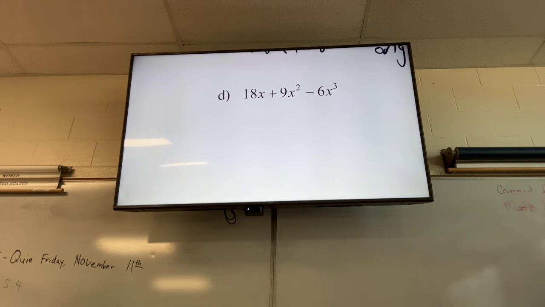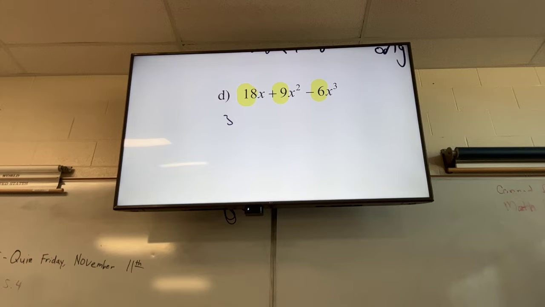Okay, yeah, Ian, what do I want to pull out here? What are common variables? 3 and x. Yeah, so the coefficients, right? I'll highlight the coefficients in yellow. The GCF of all three of those numbers, 6, 9, and 18 is 3. Good job. So you're going to pull out a 3.